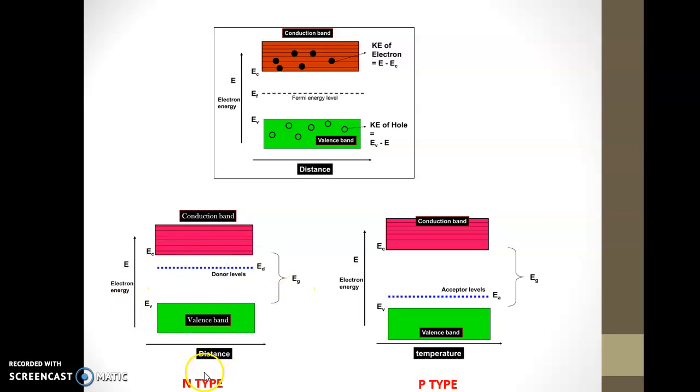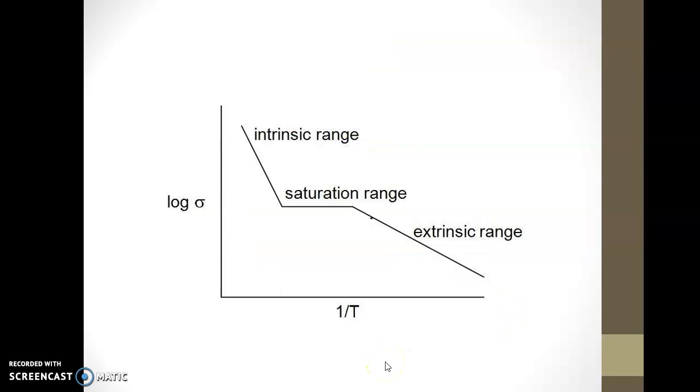Here we have a comparison of N-type and P-type. In N-type, we have the energy gap between the valence band and the conduction band, and the donor levels are very much nearer to the conduction band, whereas in P-type the levels are very much nearer to the acceptor levels. If you plot a graph between temperature and log sigma, for the intrinsic range it decreases with temperature, then it attains a saturation range, then once again it decreases for the extrinsic range.